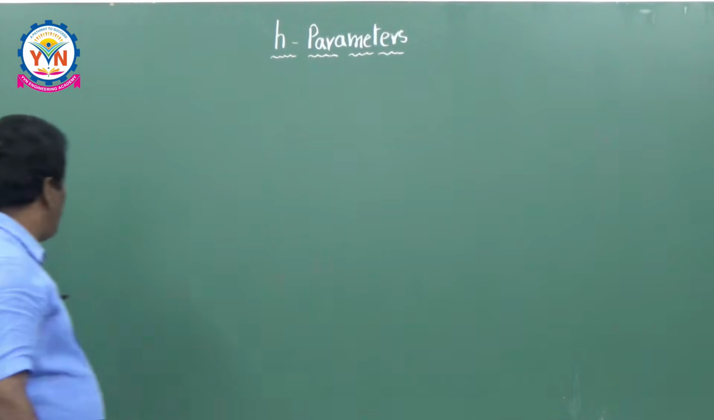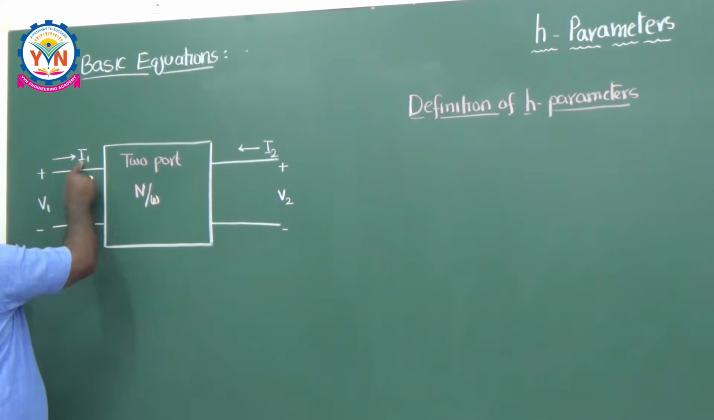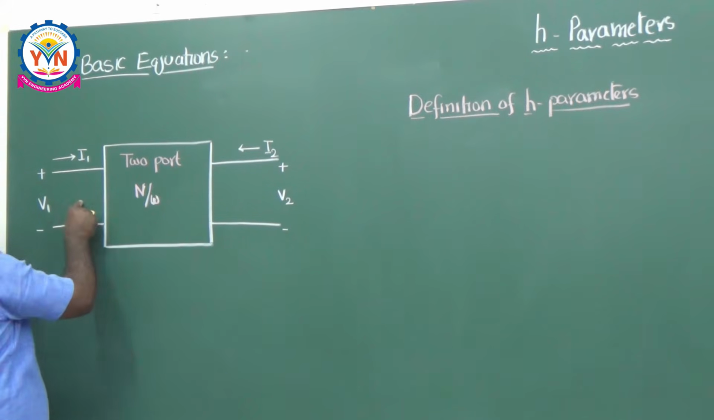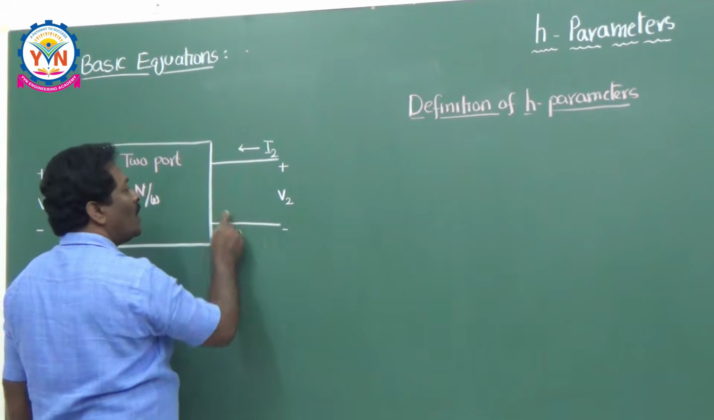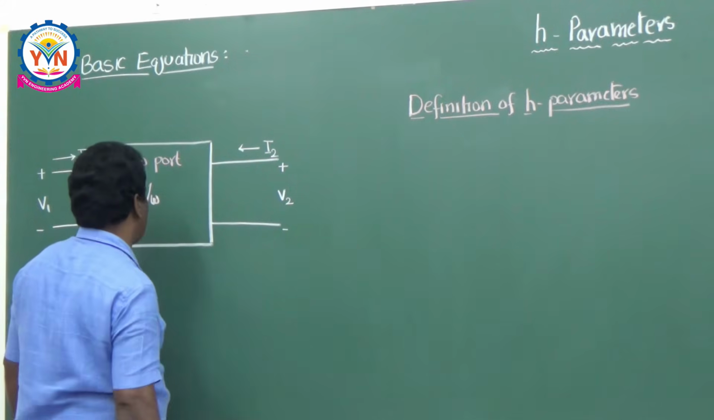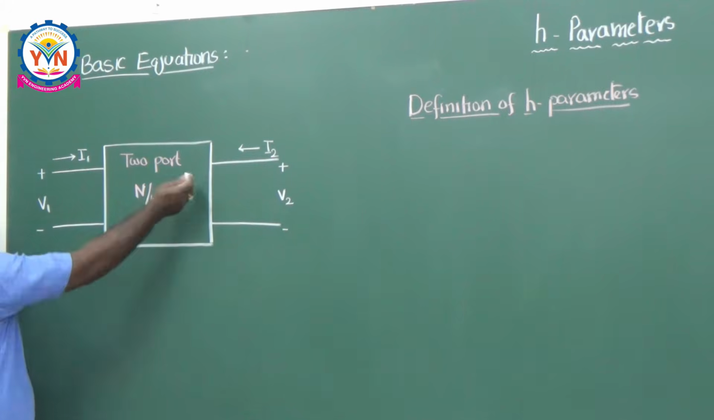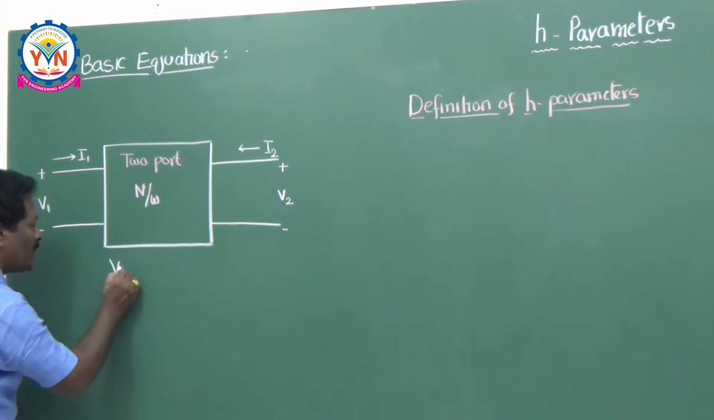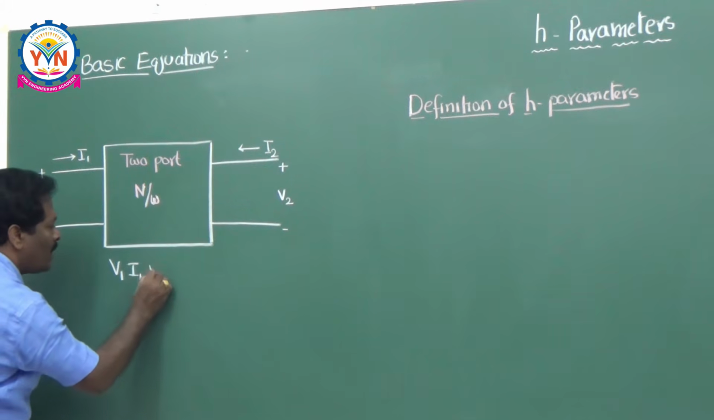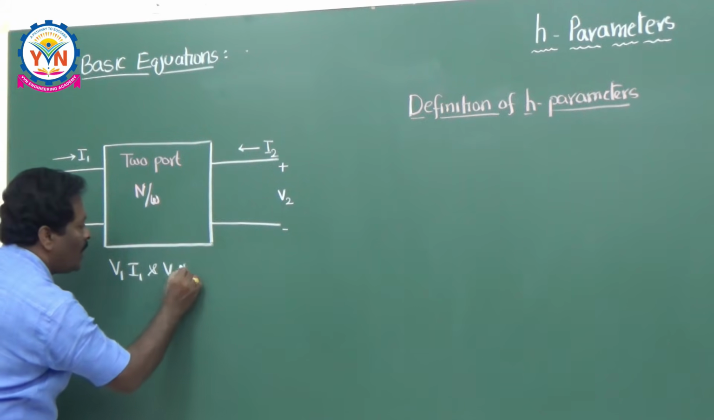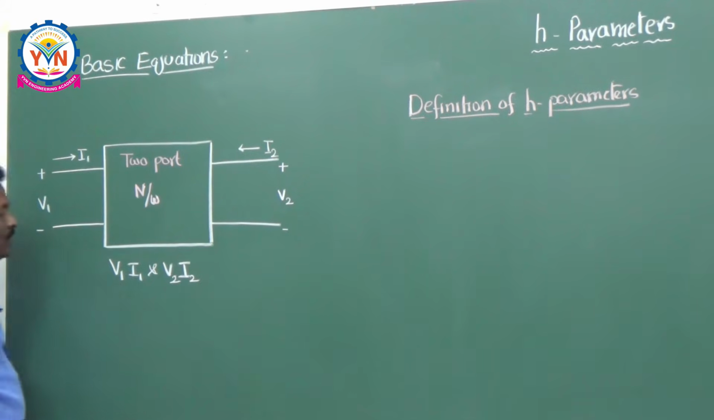So, if you take a two-port network here, V1 and I1 are the voltage and current at the input port. V2 and I2 are the voltage and current at the output port. So, totally there are four variables that are available here, V1, I1 and V2, I2. Out of these four variables, two variables may be dependent and two variables may be independent.